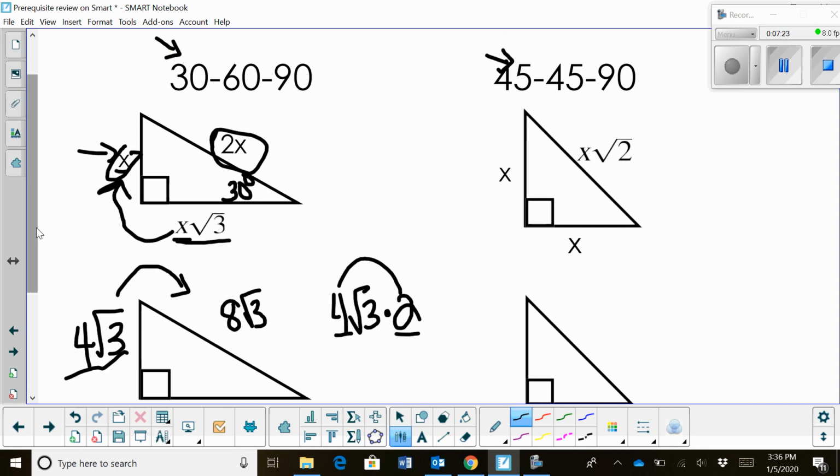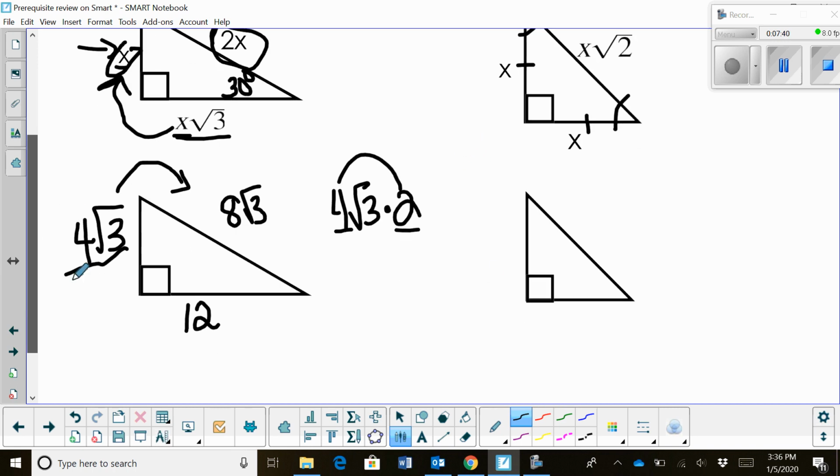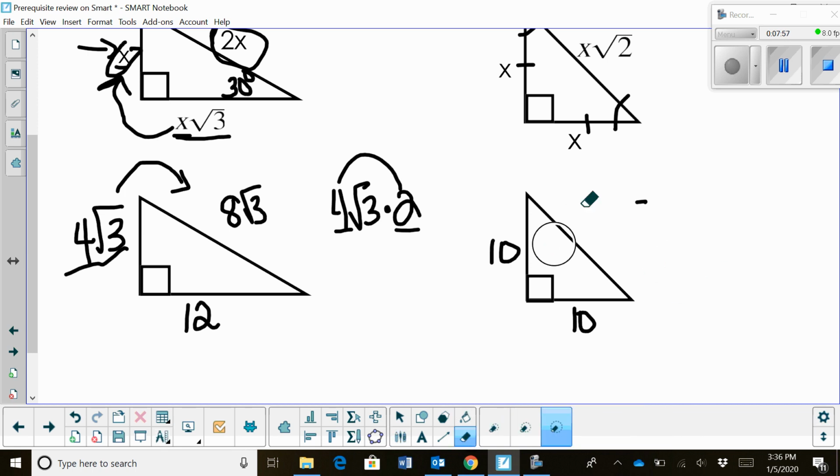Okay, now let's look at a 45, 45, 90. Remember, these two acute angles are 45s. That means these two sides are the same, which is both x and x. So let's start with an easy one. Let's start with if we're given the leg. If we're given the leg, this one's 10. And then, of course, this one is the same because it's isosceles, meaning both sides are the same. And then this hypotenuse, we just multiply by the square root of 2. So it's just 10 root 2. So that one's pretty straightforward.